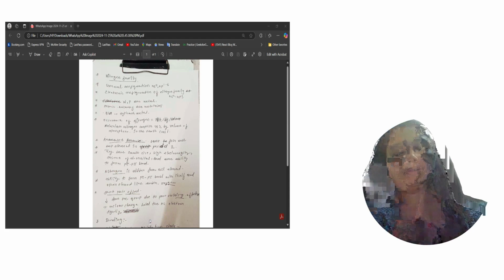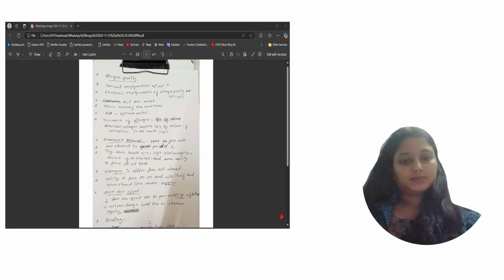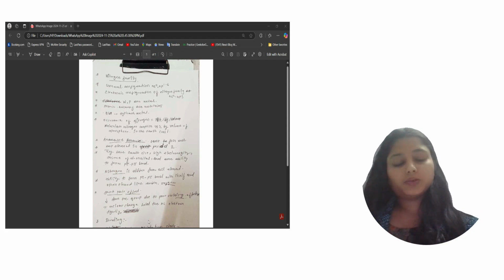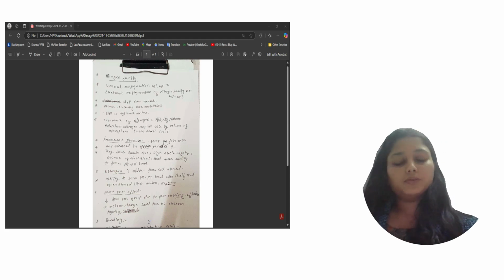Now talking about reactivity toward hydrogen and stability of hydrides. The stability of hydrides basically decreases from NH3 to BiH3. Now we will see the properties of hydrides. If we talk about boiling point, as we know, boiling point is directly proportional to molecular mass and van der Waals force.